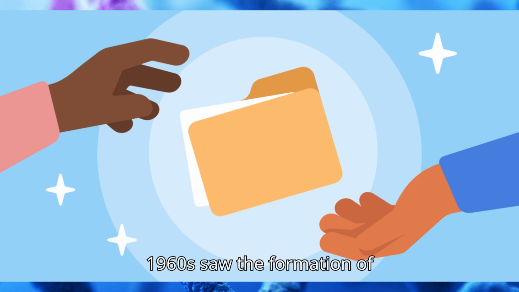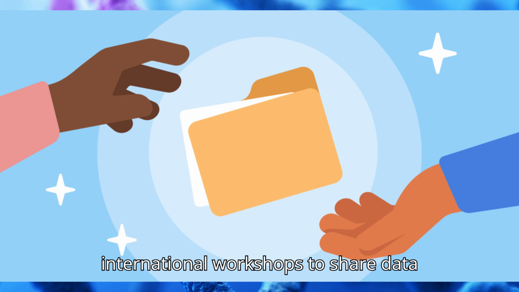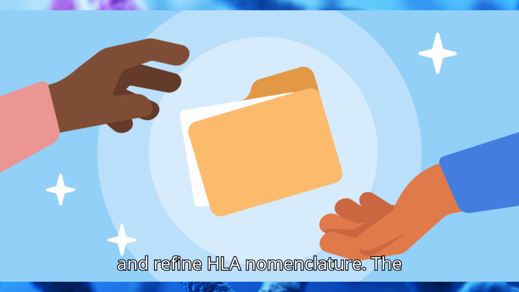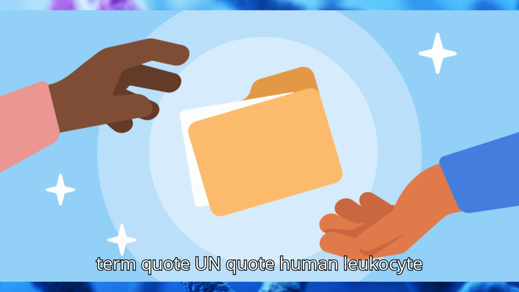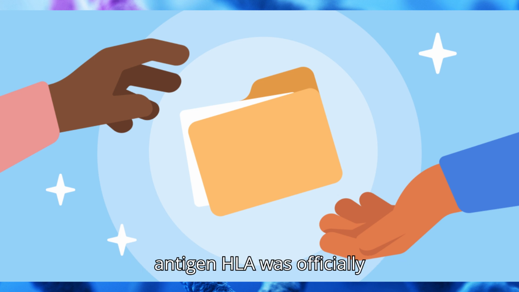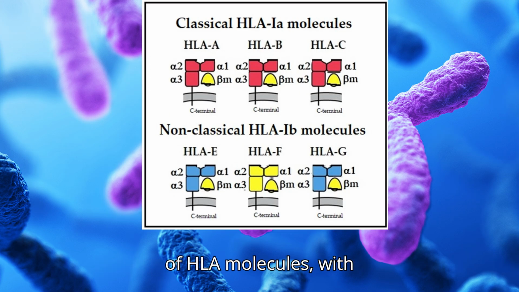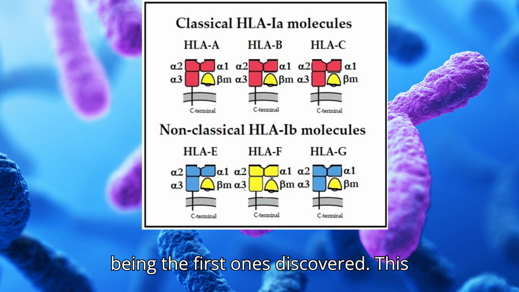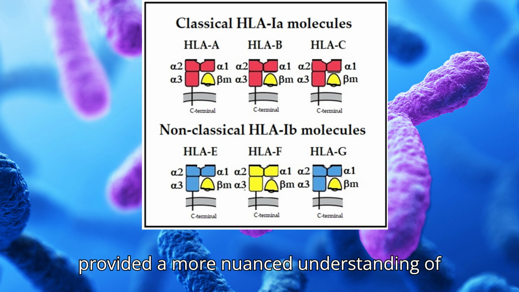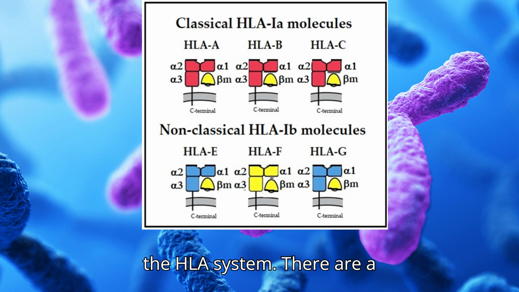The 1960s saw the formation of international workshops to share data and refine HLA nomenclature. The term "human leukocyte antigen," HLA, was officially adopted in 1968. Researchers identified different classes of HLA molecules, with HLA-A and HLA-B being the first ones discovered. This provided a more nuanced understanding of the HLA system.